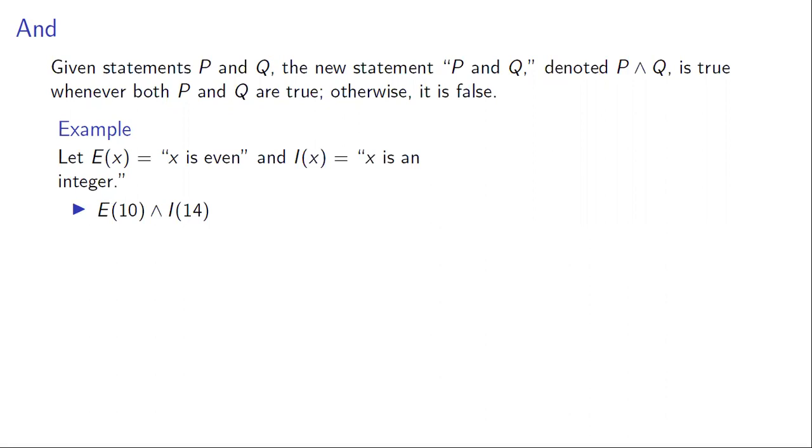So E of 10, that's a statement by itself. E of 10 is a statement. It's a true statement. I of 14 is a statement by itself. It's also a true statement. Putting them together with and creates a new statement: E of 10 and I of 14. So 10 is even and 14 is an integer. This new statement is a true statement because both of them are true. Remember, P and Q is true whenever both P and Q are true.